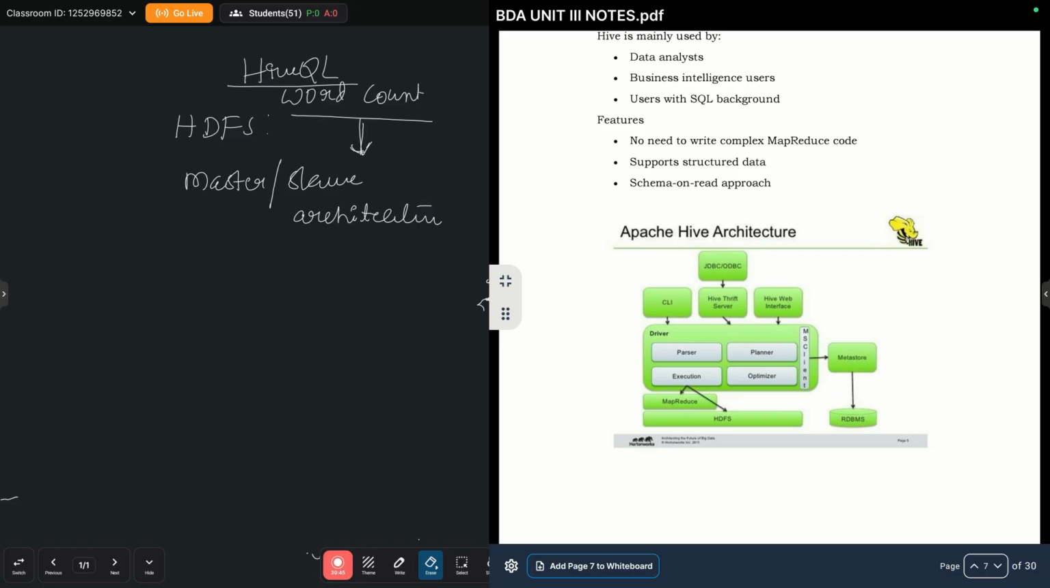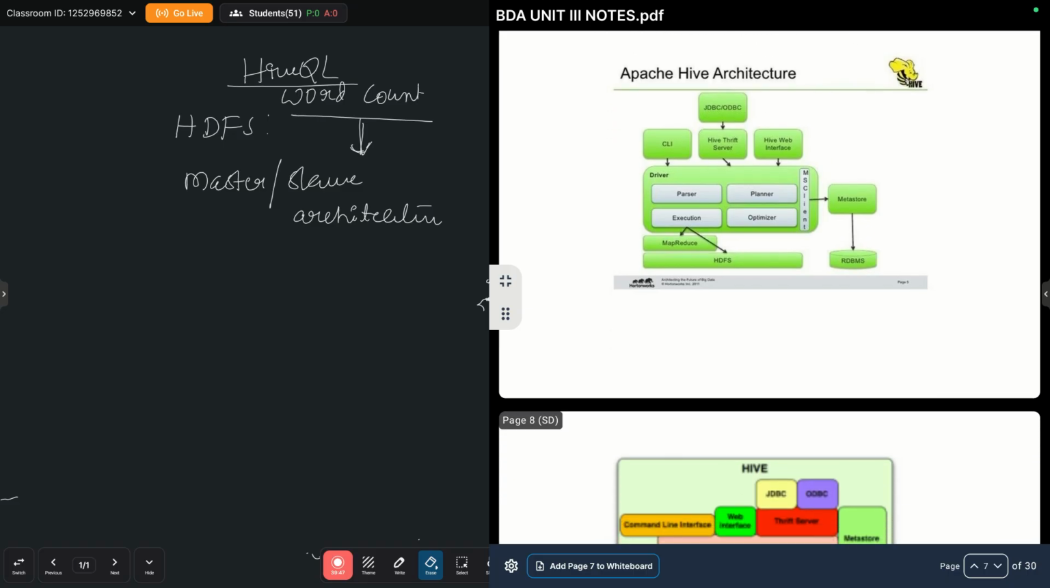Okay, if you look at the architecture of Hive, JDBC and ODBC are at the top. What is JDBC? Java Database Connectivity. Where is JDBC used? JDBC is used with .NET or C or C++ or Java, right?